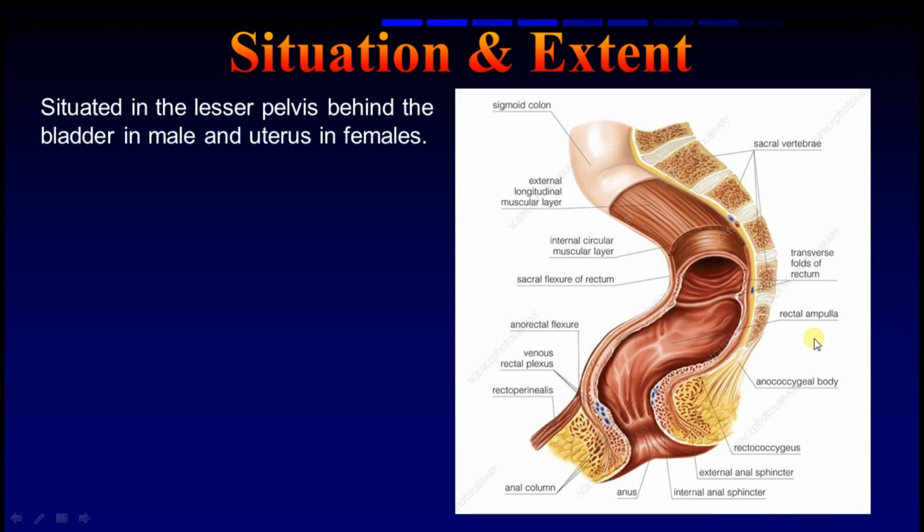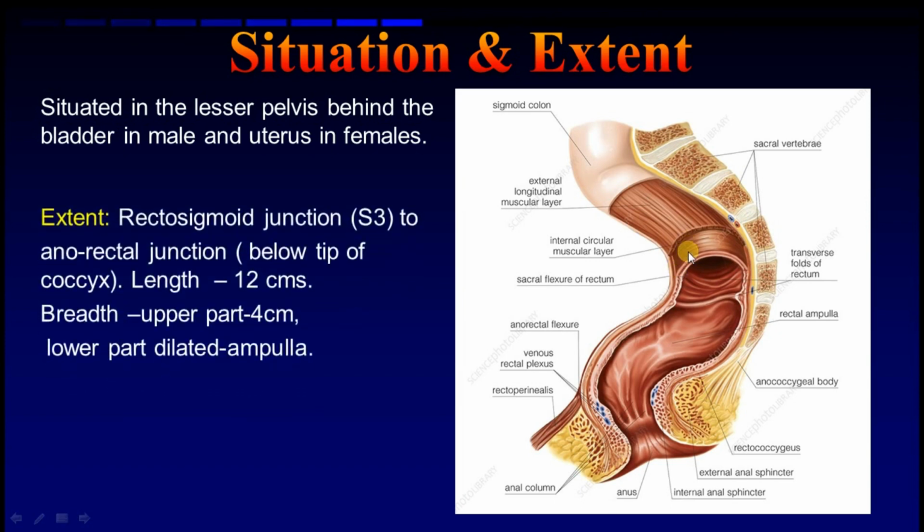The rectum is actually a muscular tube which you are able to see here, 12 centimeters in length. It starts from the rectosigmoid junction at the level of the third sacral vertebra. And then it ends at the anorectal junction, where the anus commences, which is slightly below and anterior to the tip of the coccyx.